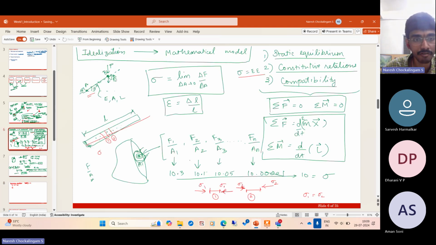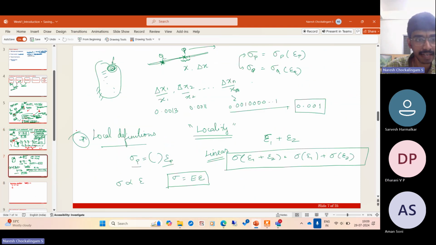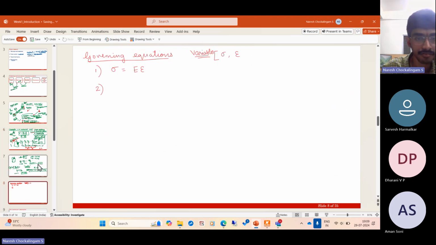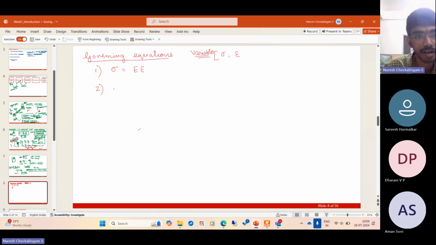What is the total force in the rod? If the cross-section area is A, it is sigma times A. This may look very trivial, but when we get to nonlinear problems, this has to be followed systematically. Let us call the internal force in the rod F, taking tensile force as positive. So F is equal to sigma times A. Now we have three unknowns and two equations, which means we need more equations.